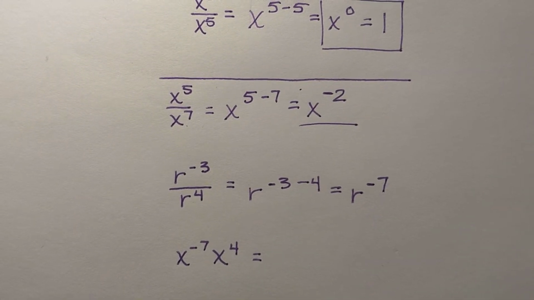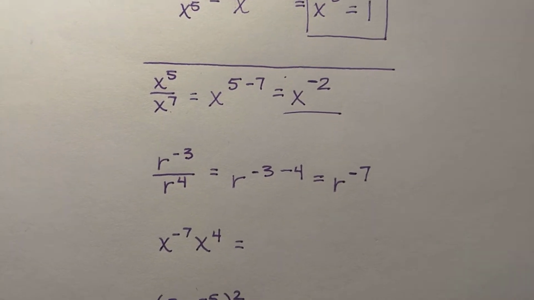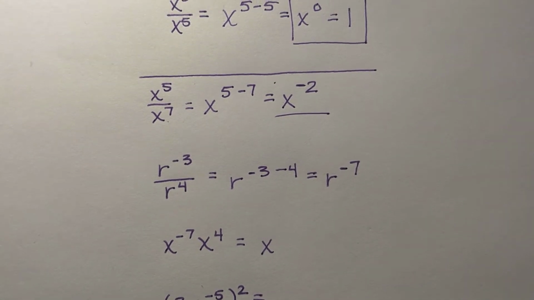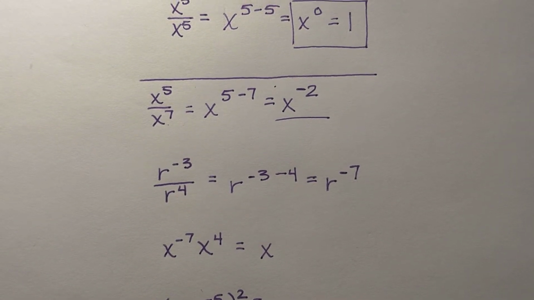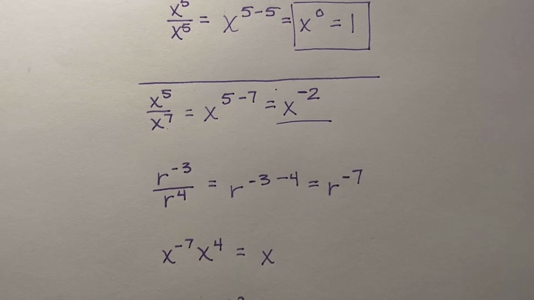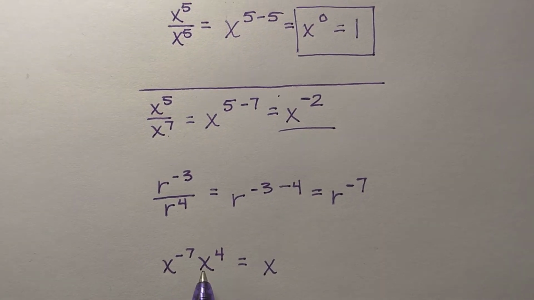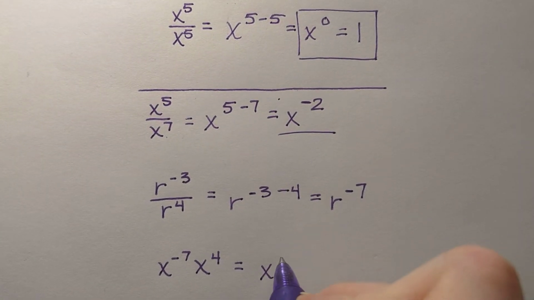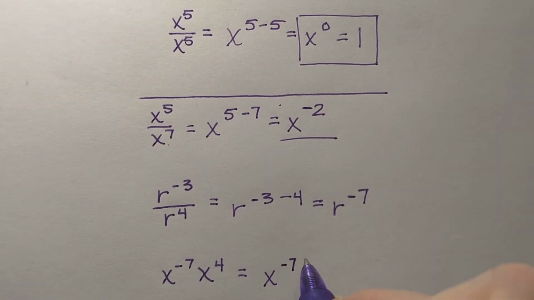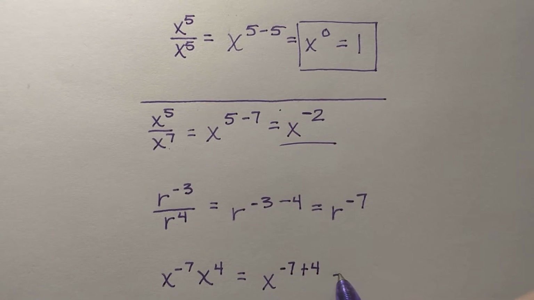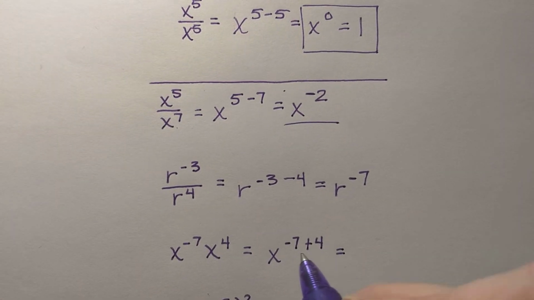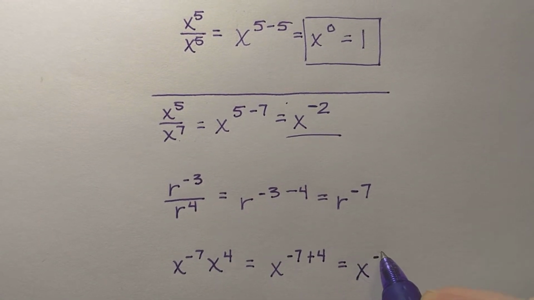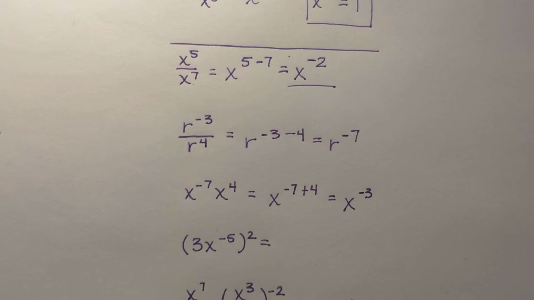Next one, we have x to the negative 7th times x to the 4th. If you remember what we do when we multiply powers with the same base, we add their exponents. So x is my base. I have x to the negative 7 times x to the 4th, so that's going to be x to the negative 7 plus 4. You just need to watch your negatives and positives here. So negative 7 plus 4 is equal to negative 3. So I get x to the negative 3.